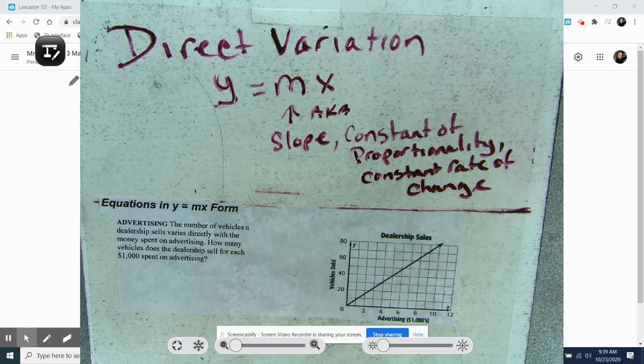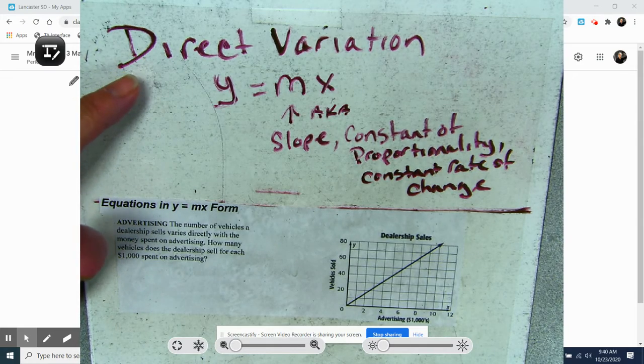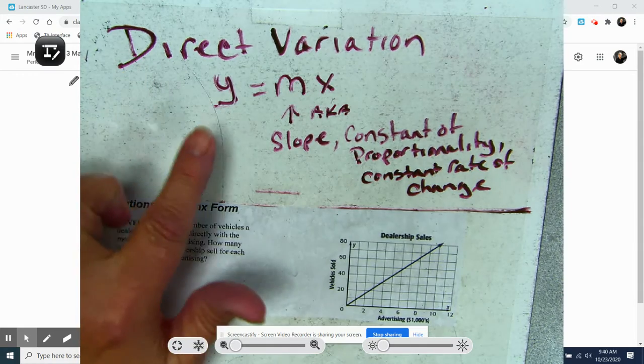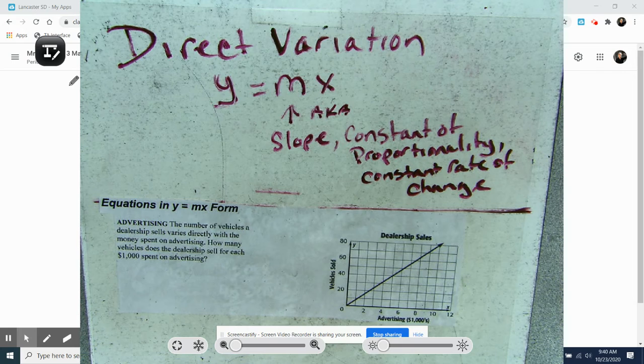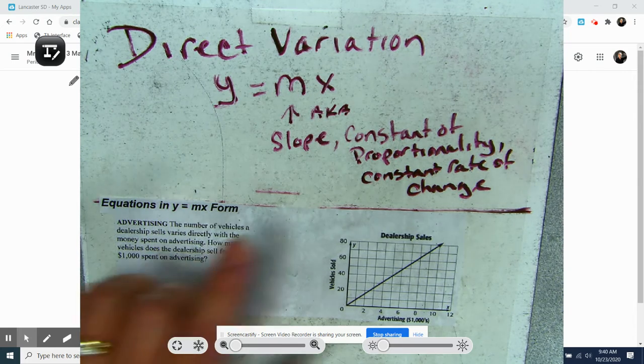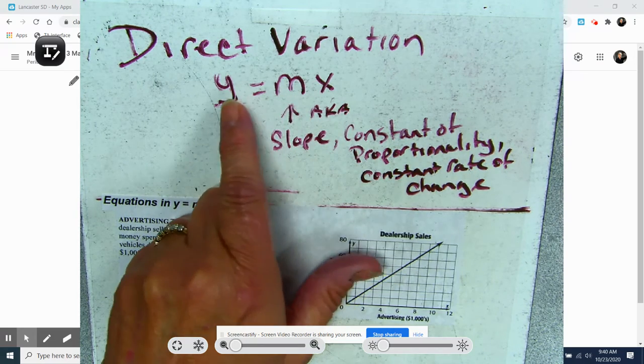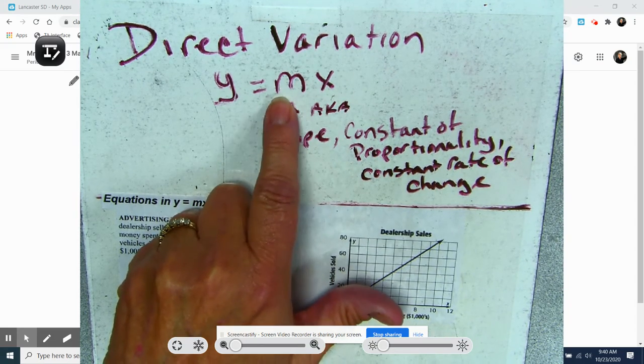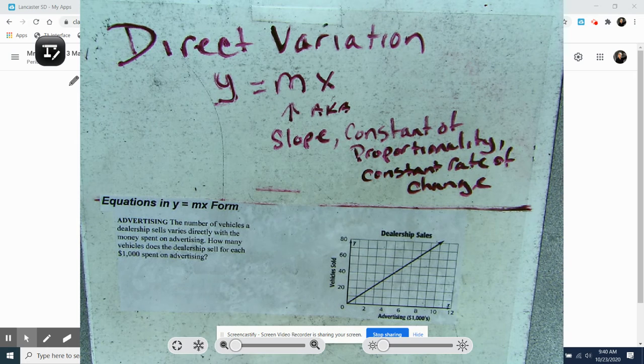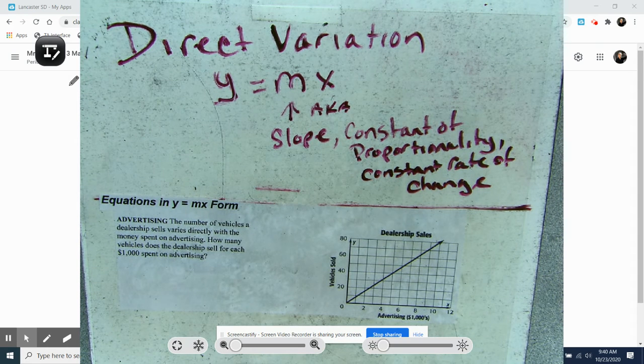Okay, so today we're going to do Chapter 3, Lesson 3, Direct Variation. And direct variation is an equation in the form of y equals mx. Two variables, y and x. The third variable would be m, except we're going to have a number for m. So it's always going to have y and x. M is going to be our slope. It's also known as our constant of proportionality, or our constant rate of change.